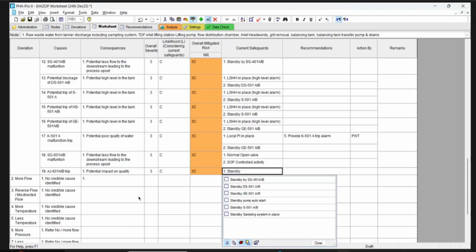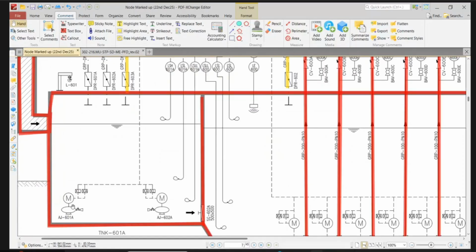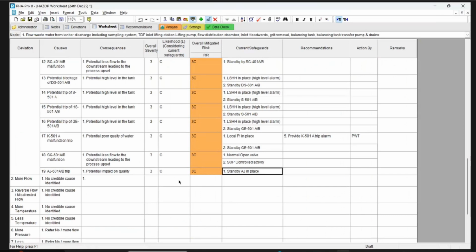Standby is there. Okay. AJ in place. Okay, so that's one. And if it trips, do I get an indication in the control room? Yeah. Yes, sure.